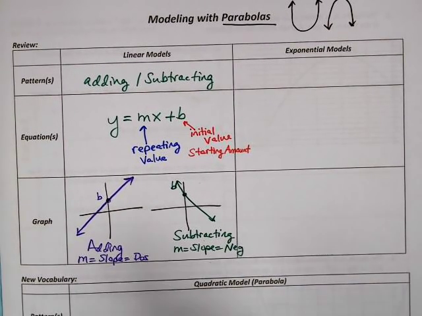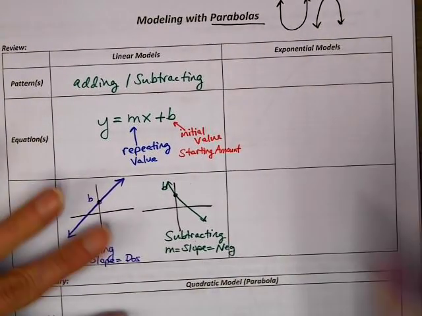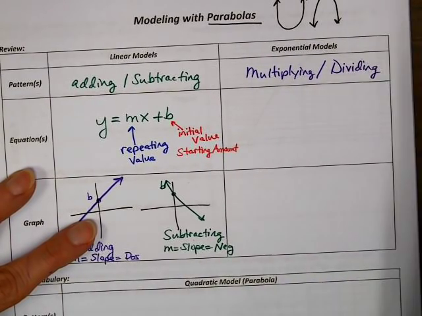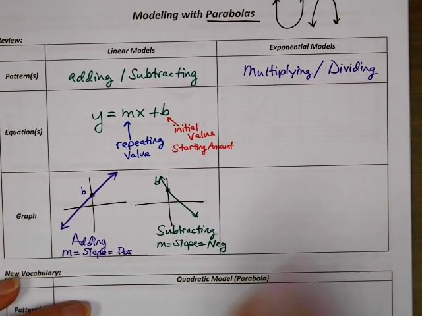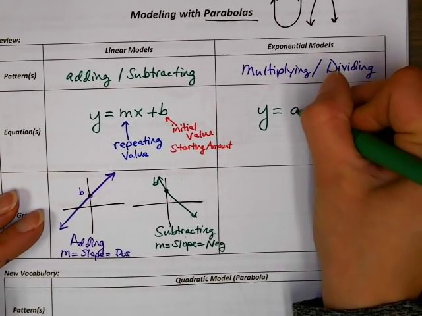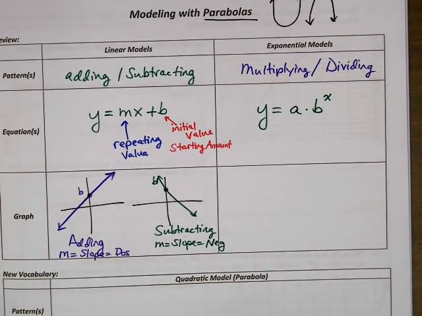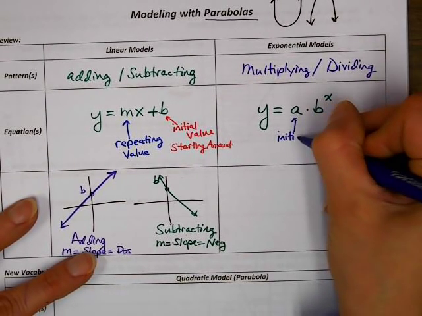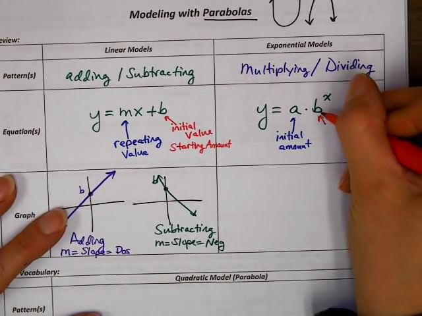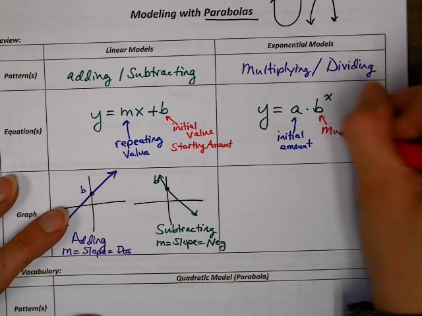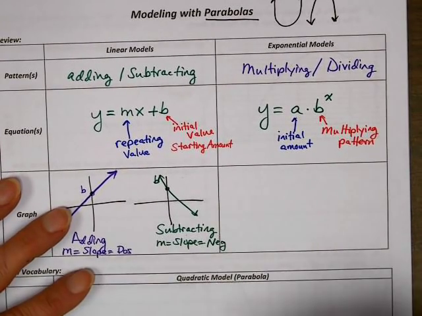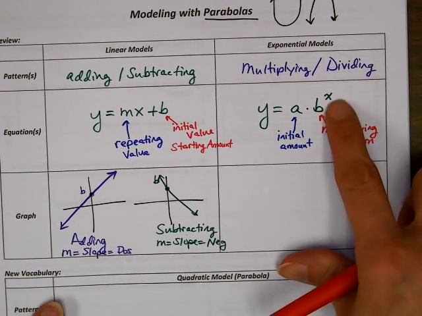We did do exponential models, and that is when we are multiplying or dividing. I remember when we studied this, the bacteria in the petri dish were multiplying. They were doubling every day, or getting halved. The equation for that was y equals a times b to the x power. Your a was your initial amount. And the thing that kept getting multiplied was the b. This is the multiplying pattern. Or maybe the halving, then the multiplied number would be a half. But if you keep multiplying by 2, that's the thing that gets the power.